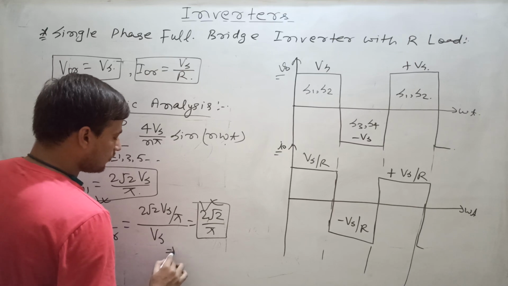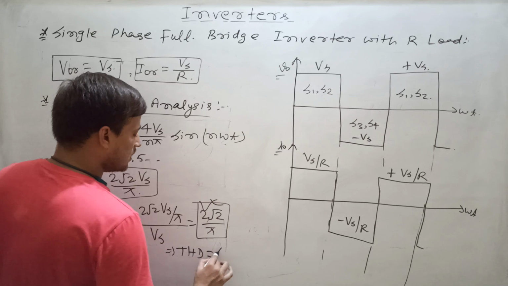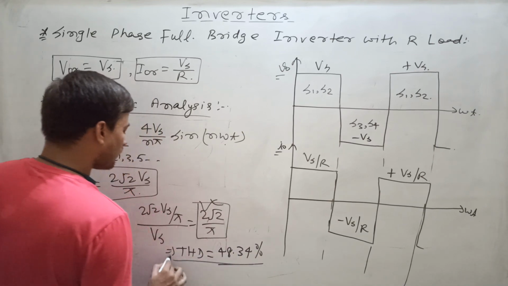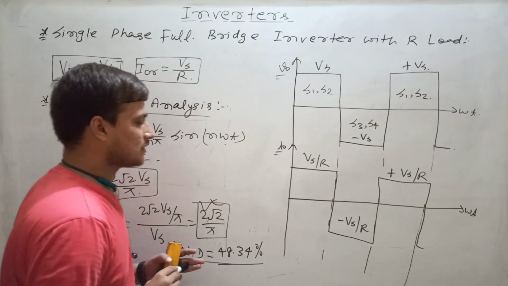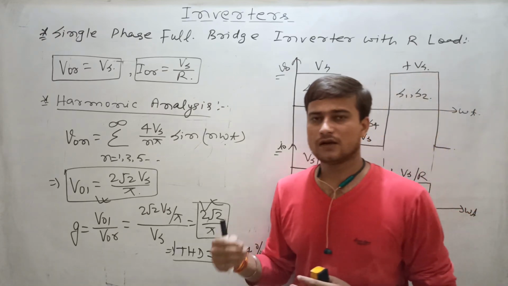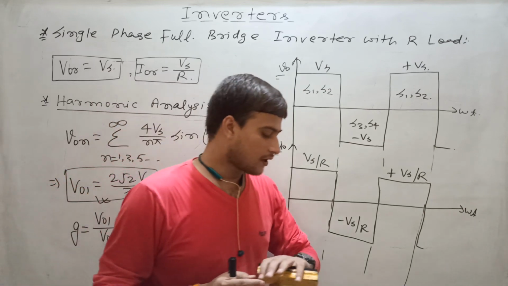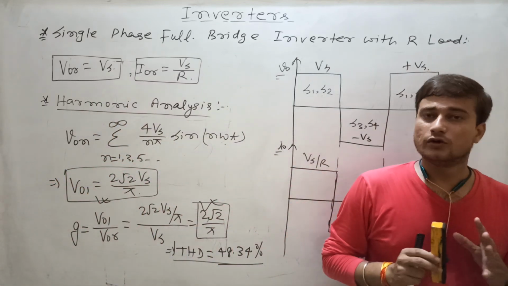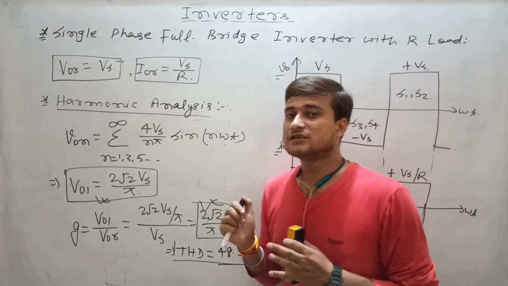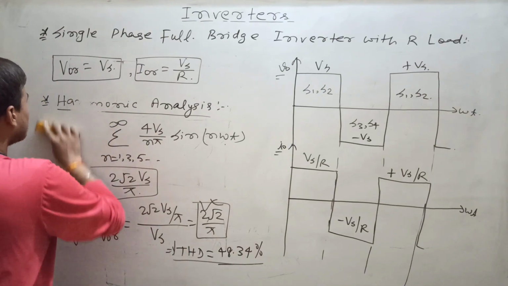So that means THD will be equal to how much? Under root 1 upon G square minus 1. So here it will also be equal to 48.34%. Write a special note that feedback diodes do not conduct in the case of pure resistive load. In the case of pure resistive load, feedback diodes do not conduct.